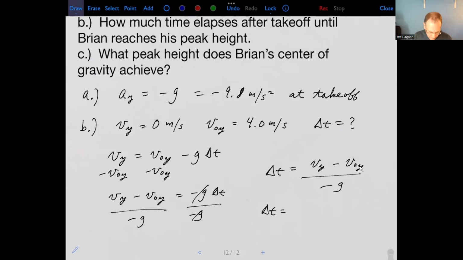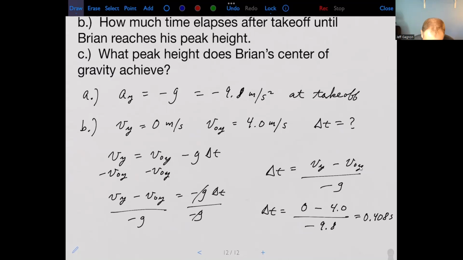And then if I plug in here, this is going to be 0 minus 4 divided by minus 9.8. And if you work this out, let me just double check it on my calculator here. I think it's like 0.4 seconds. So negative 4 divided by negative 9.8 is 0.408 seconds. You could probably round it and say 0.41 seconds, depending on how many sig figs we're expecting to use here. I'll just leave it as 0.408 for now.